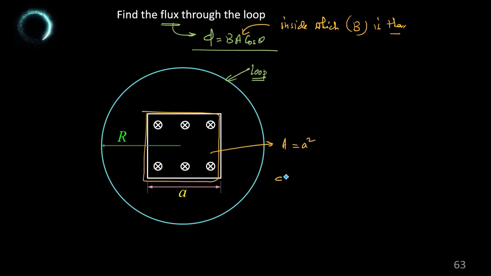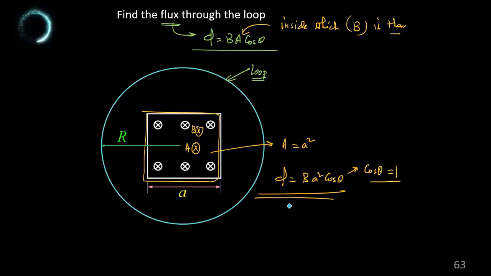So for this situation, flux should be how much? B into a square into cos theta. Now what is theta? If B is cross, either I can take the area as cross or I can take the area as dot. That is in our hand. In this situation, I take the area vector as cross, into the plane of paper, and B is into the plane of paper. So both are parallel to each other. That means theta becomes 0 degree, so cos theta becomes 1. So the answer for this problem is B into a square, not B into pi r square.